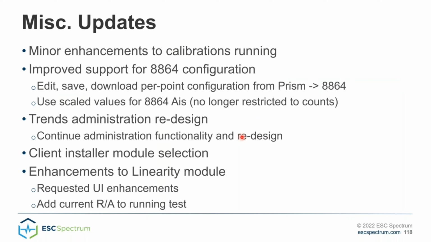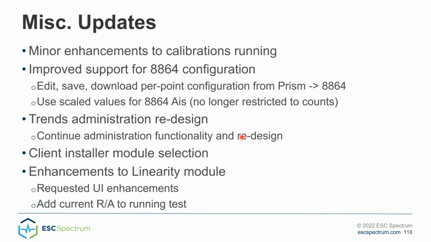Some minor miscellaneous updates I don't have screenshots for. There's going to be some minor enhancements to the calibrations now running screen. We've had some feedback on that, so there are some smaller things that will go into that. We're working hard to improve support for the 8864 configuration. We will hopefully have the ability to edit, save, and download a per point configuration from Prism to the 8864, so you will be able to name points in Prism, give them scales, things like that, and then save and push that directly down to the 8864. Also use scale values for the 8864 analog inputs, so we'll no longer be restricted to just using the counts and then doing the conversion.